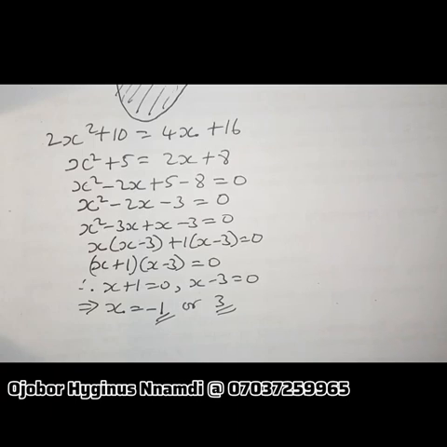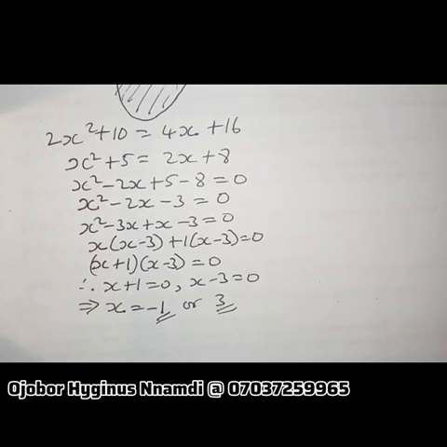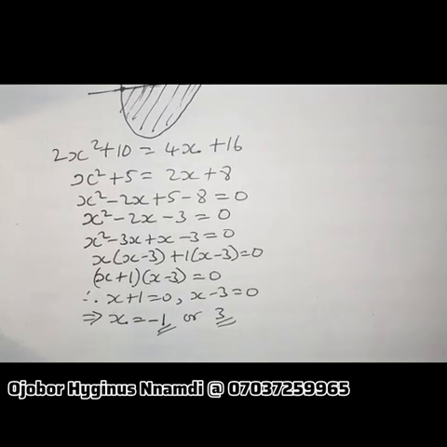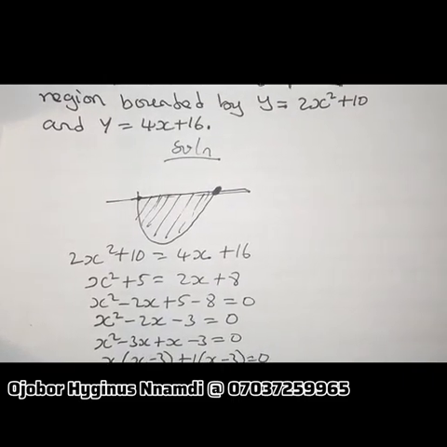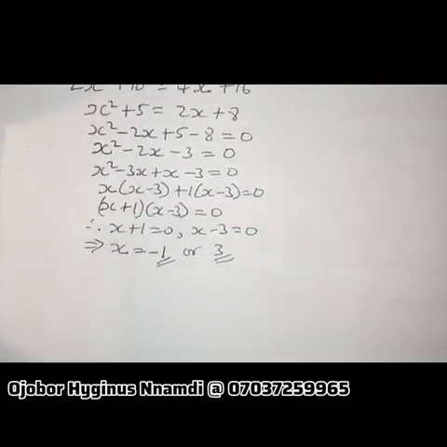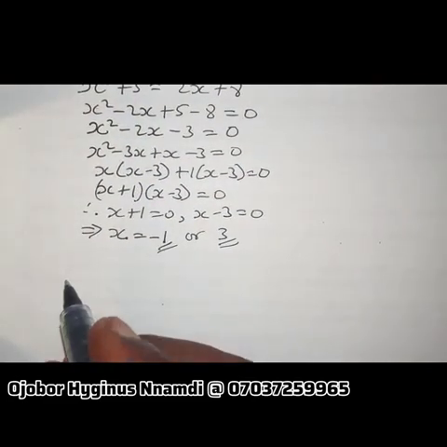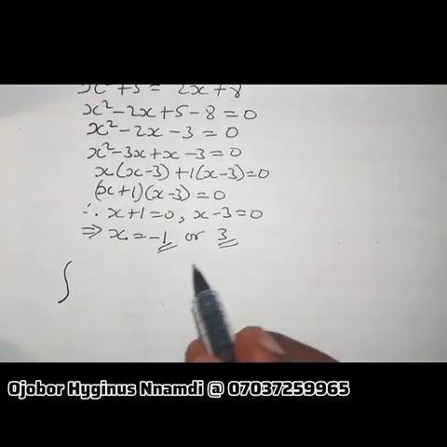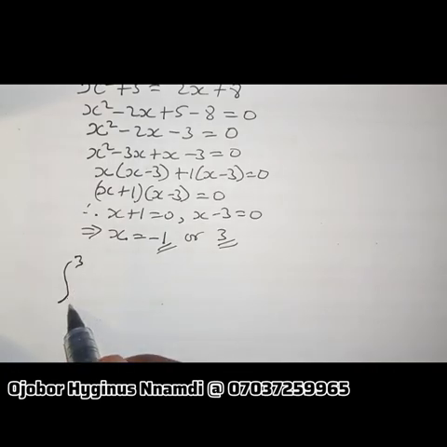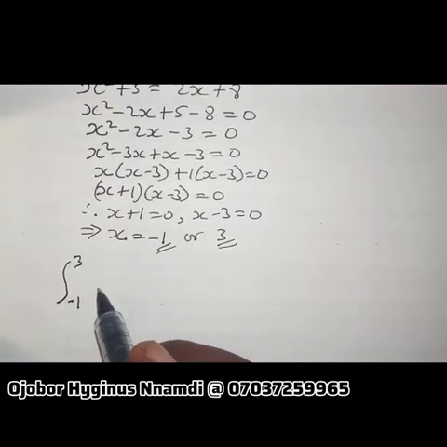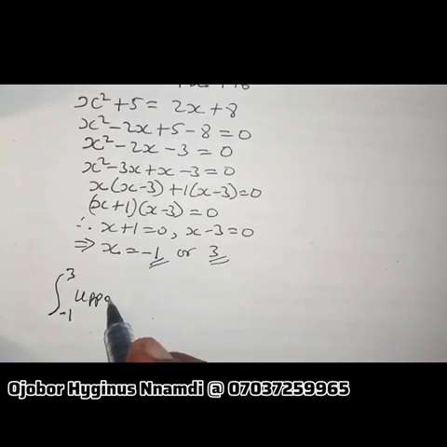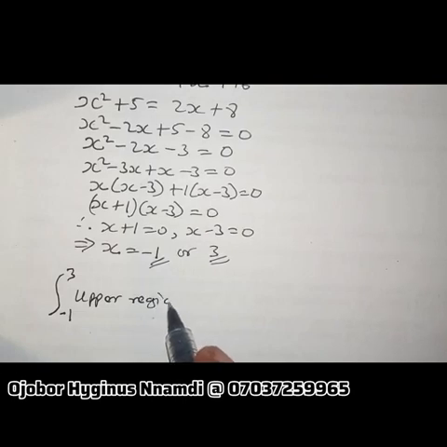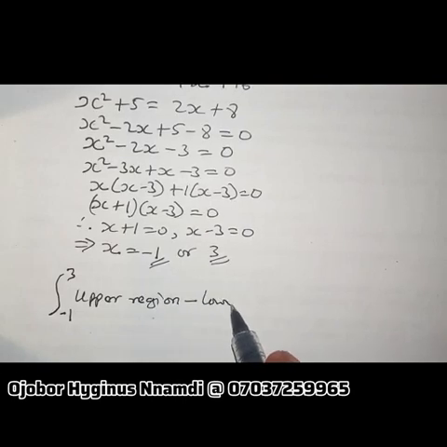So having gotten this, how then do we get the area? We are going to find the integral of the difference between the two equations and then substitute this point of intersection. So what are we going to do? We get the integral ranging from minus 1 to 3 of the difference between the upper region and the lower region.